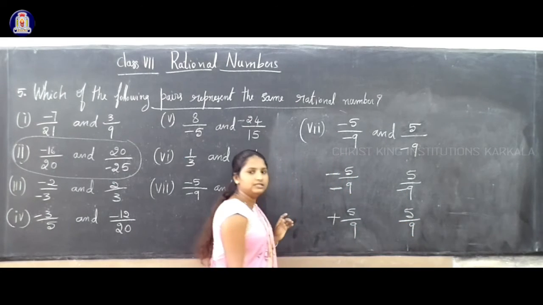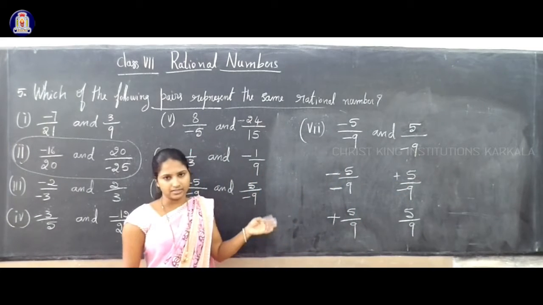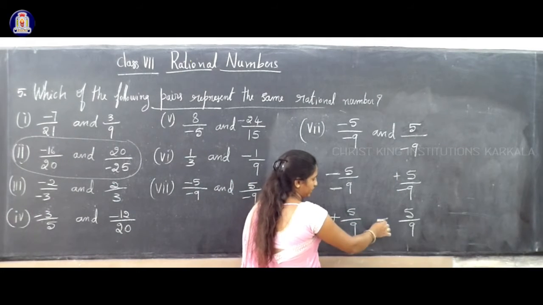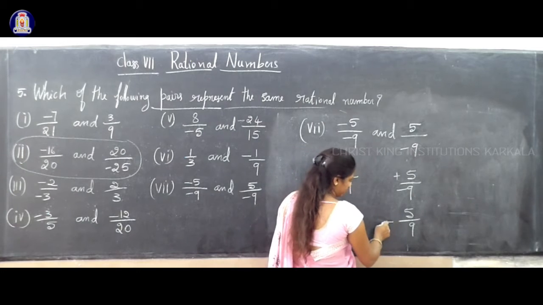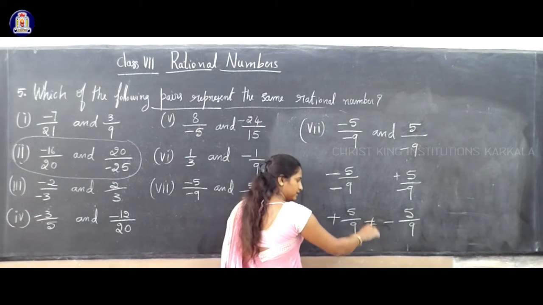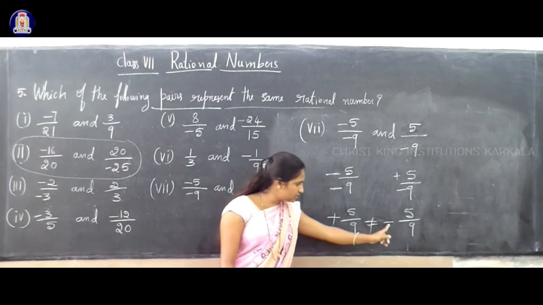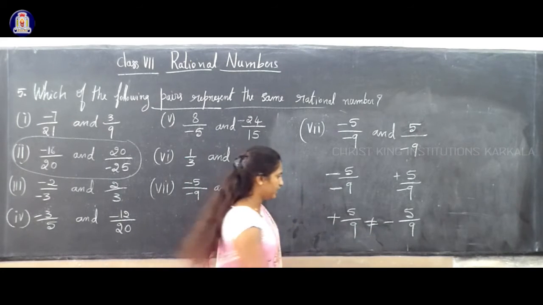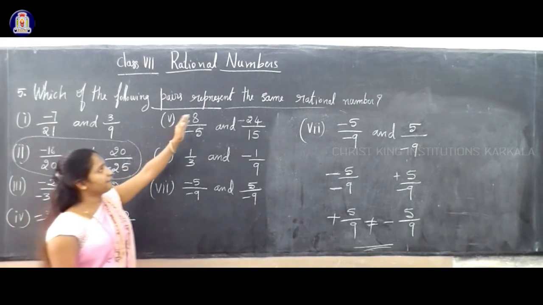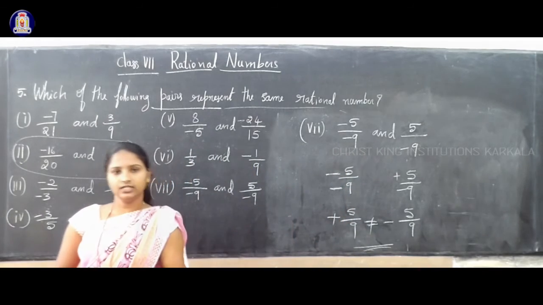Then what is the sign? The sign in the numerator is plus and the denominator is minus. So plus minus. What is plus minus? Minus. Is plus 5 by 9 and minus 5 by 9 the same? No, they are not equal. The numbers are the same, but the sign is not the same. The sign here is plus and here the sign is minus. So therefore, we can say that this pair of numbers does not represent the same rational number. Clear?